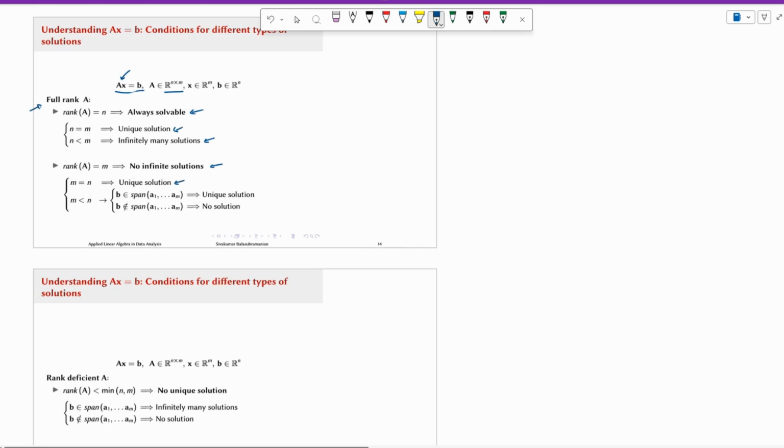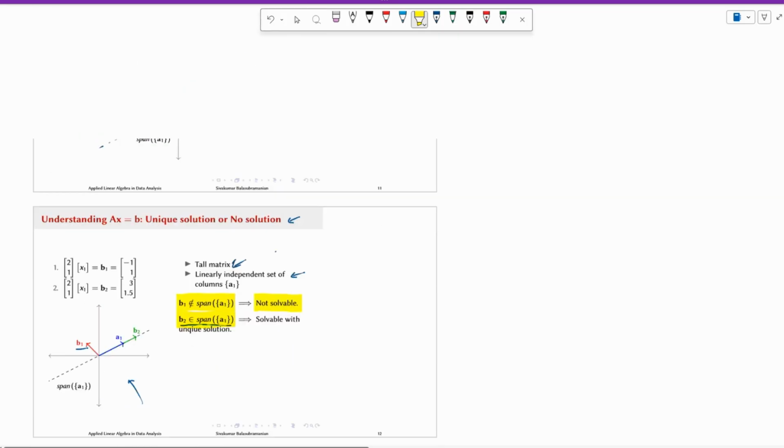If it's a square matrix and it's full rank, row rank equals column rank, it's essentially the first condition here, then you have a unique solution. That's done. But if m is less than n, then whether or not you have a unique solution or no solution depends on B. If B is in the span of columns of A, then you have a unique solution. If B is not in the span, then you don't have any solution. And in fact, you can relate all of this and go back to the three pictures that we've had.